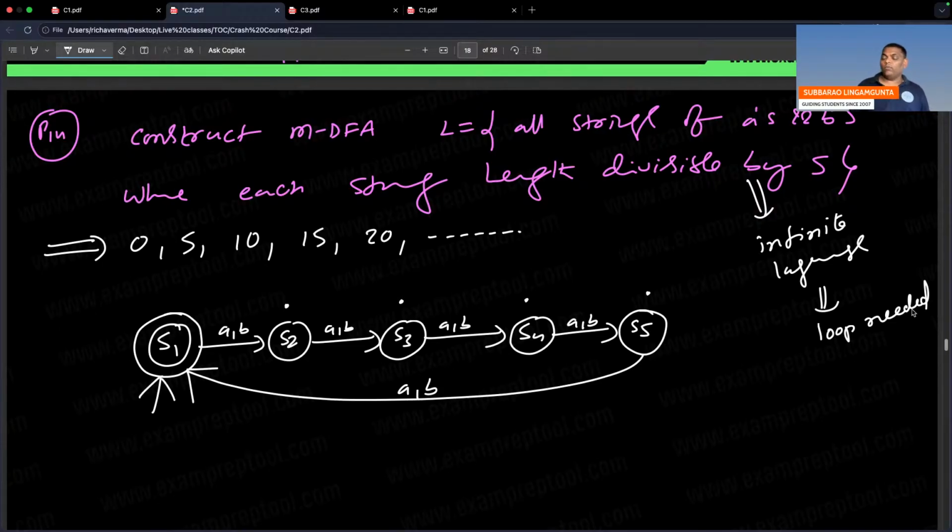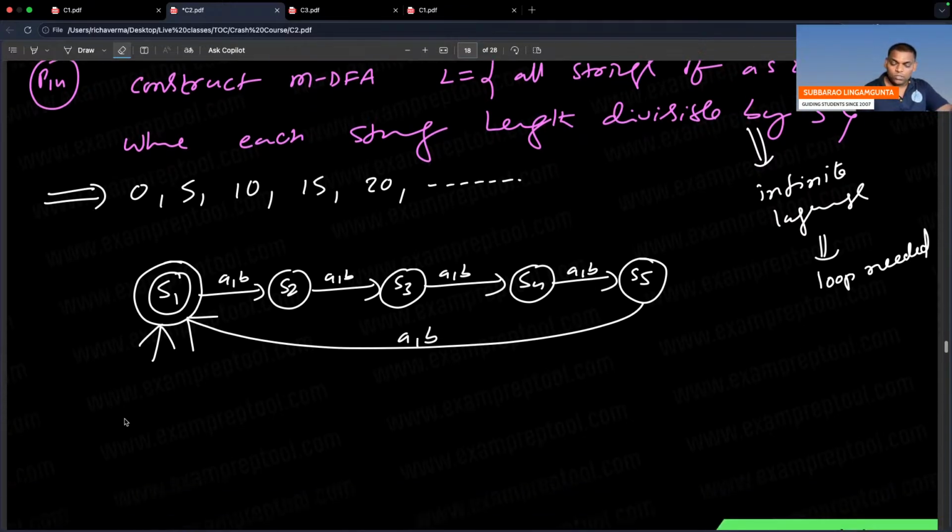Divisible by 5, infinite language, means loop needed. Infinite language, I cannot change the state every time. Somewhere you have to come back. So I want to say one important note to you. See this one. Everyone listen.